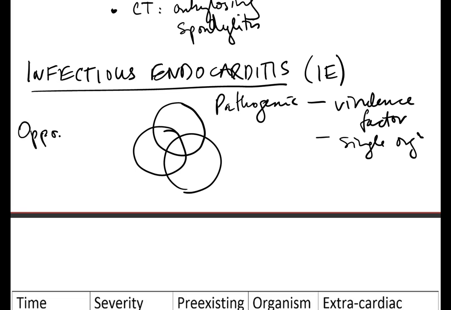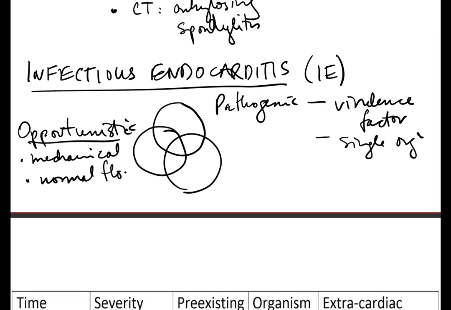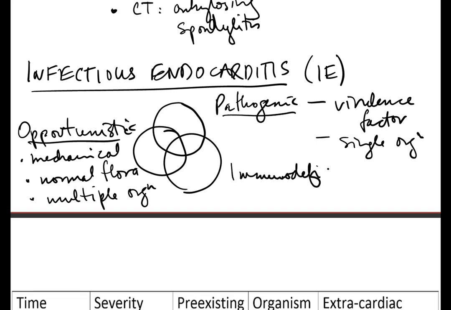And that's really different than when we talk about our opportunistic infections. Because opportunistic infections usually have some basic abnormality that's going to be mechanical, which means that the organisms are usually from our normal flora. And they can often have multiple organisms. And then the last of our great infections is going to be our immunodeficiencies. And these are going to be innate defects of either the innate acute inflammatory system or the adaptive.